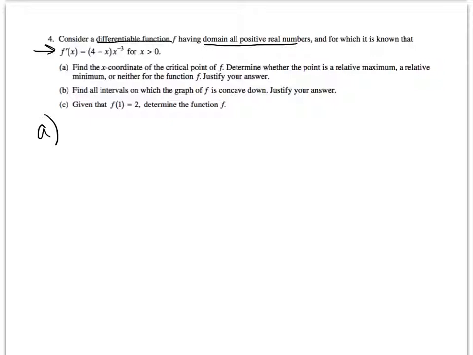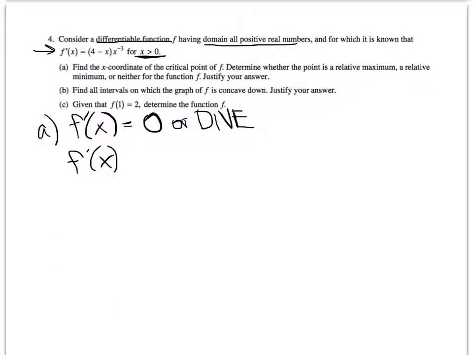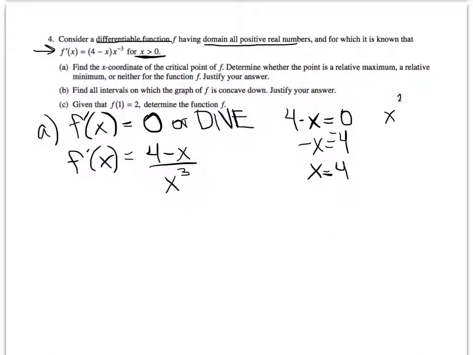Well, we know that critical points occur when the derivative equals 0 or when it's undefined, or also at endpoints. But notice it's greater than 0, so there are no endpoints. Looking at this first derivative function, if I write it as a rational expression, it will be a little bit easier to decide where the critical points are, because this derivative equals 0 when the numerator equals 0. That would be when x is equal to 4. Now this derivative will be undefined when the denominator equals 0. That would be when x equals 0. Because x must be greater than 0, this is not going to be a valid critical point.